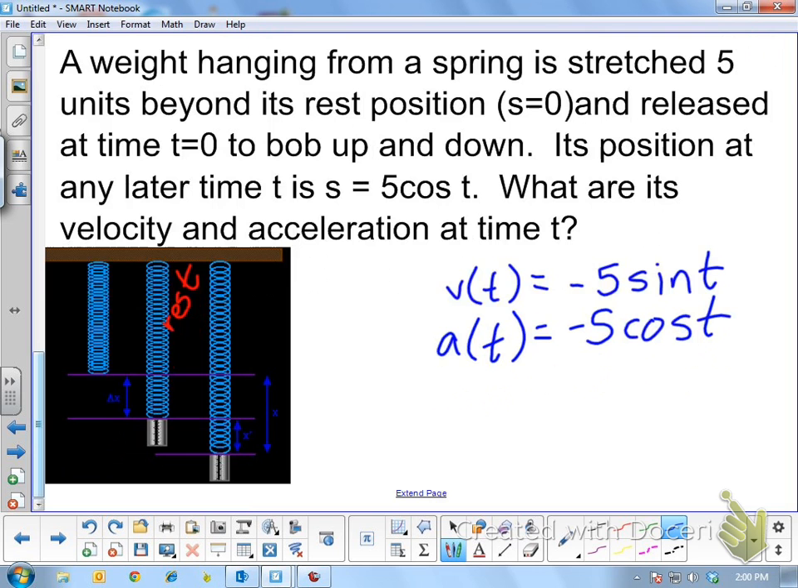And that's all we're talking about with springs today, just to introduce the concept of taking a spring, stretching it beyond its normal, and letting it oscillate back and forth when we release it.